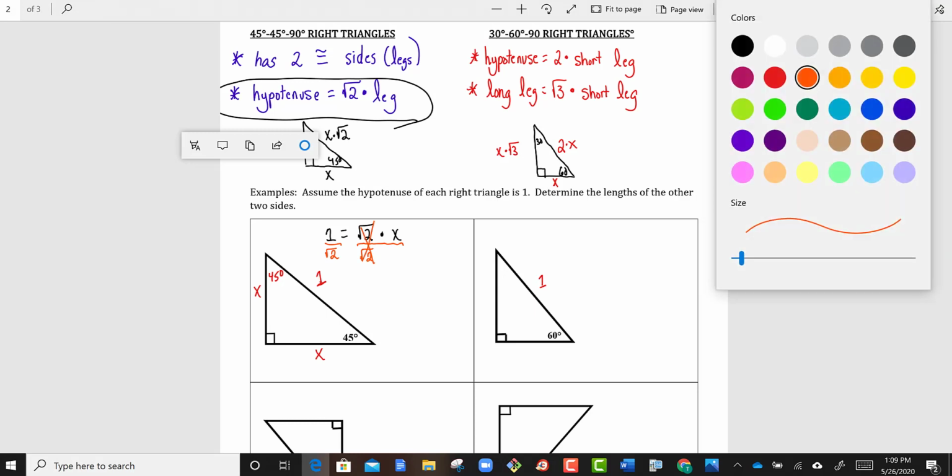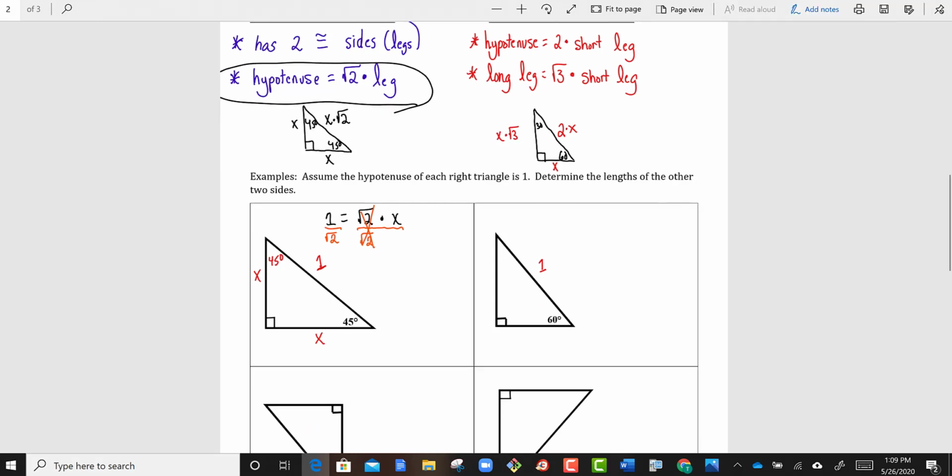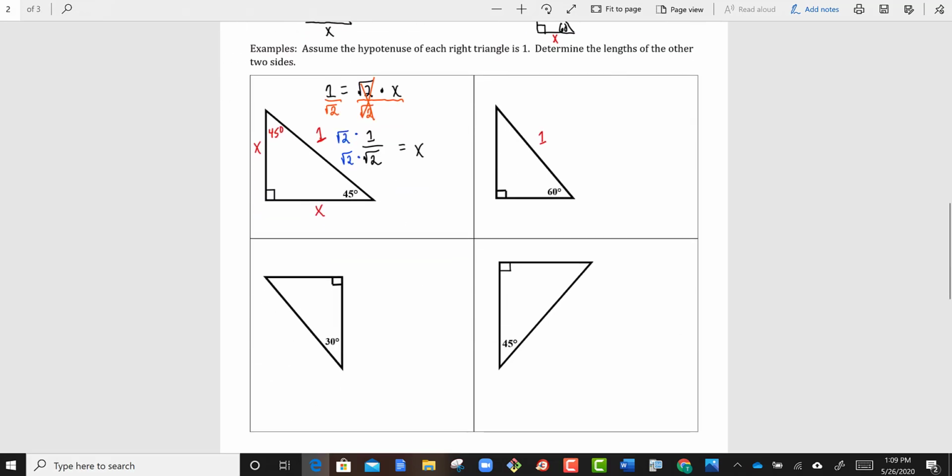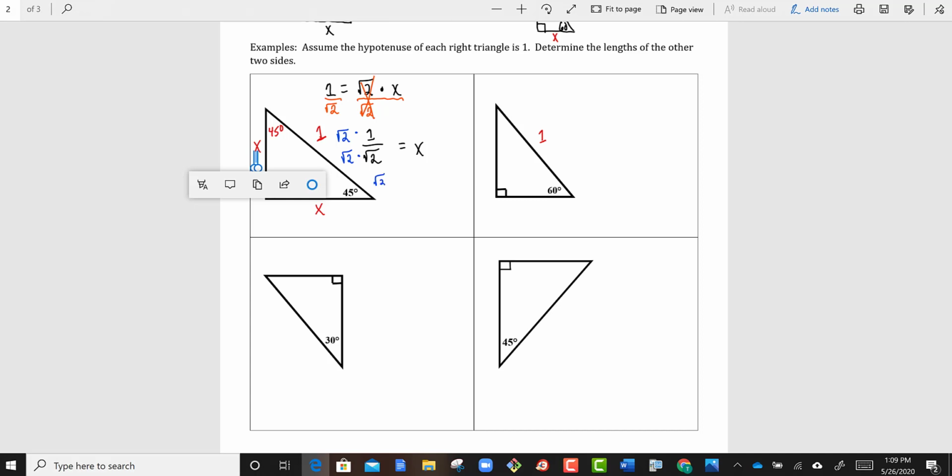Radical 2's cancel there. So normally we would be done because we've isolated x and we've got 1 over radical 2 equals x. But you cannot have a radical on the bottom, so we need to rationalize the denominator by multiplying the denominator by itself. So we're going to end up with radical 2 over 2. And you're going to see a lot of repeating answers. So you're only going to get better the more you practice this.